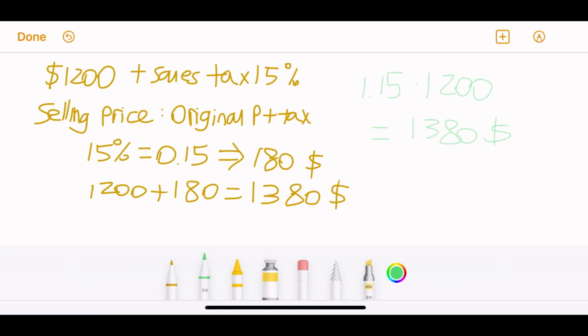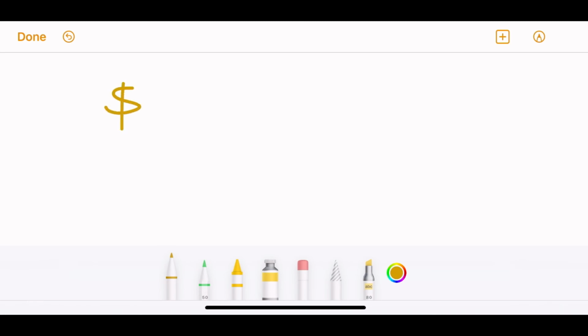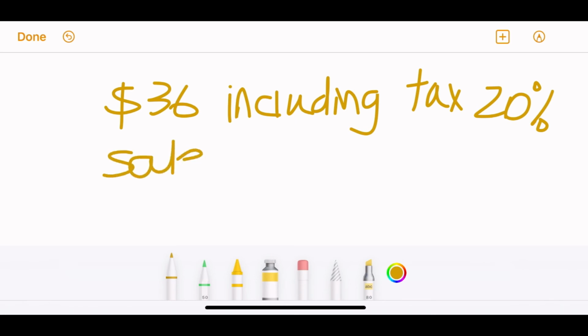Okay, now moving on. Let's look at one more example. Let's say now we will work with this. Okay, if I buy a computer game for $36, including, now you need to pay extra attention to this word including, a sales tax of 20%. Calculate the sales tax.